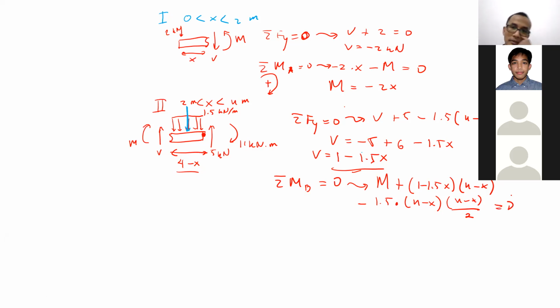Equal to 0. Do you get it, Safra? Yes. So 1.5 is the distributed force. We multiply it with the length, 4 minus x, and that will become the concentrated force. And the concentrated force, in order to become moment, you have to multiply it with the moment arm length. The moment arm length is half of this. So that's why the moment due to the distributed force becomes like that. Okay, Safra? Okay, sir.